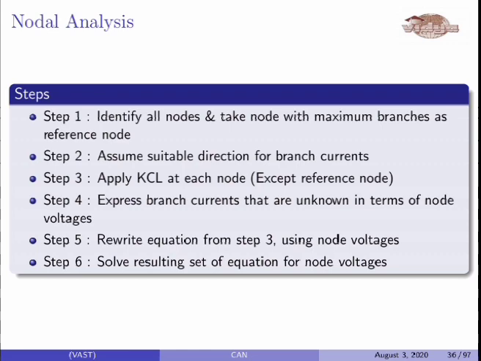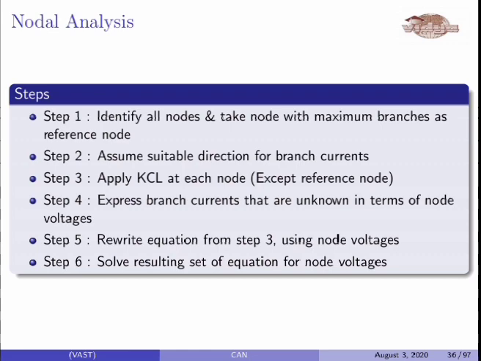And the second step is to assume suitable direction for branch currents. So in a circuit, there will be so many branches. In each branch, if the currents are unknown, then you have to assume currents with suitable direction. You can take any direction. That is the second step. Then apply KCL at each node except the reference node. That is the third step.